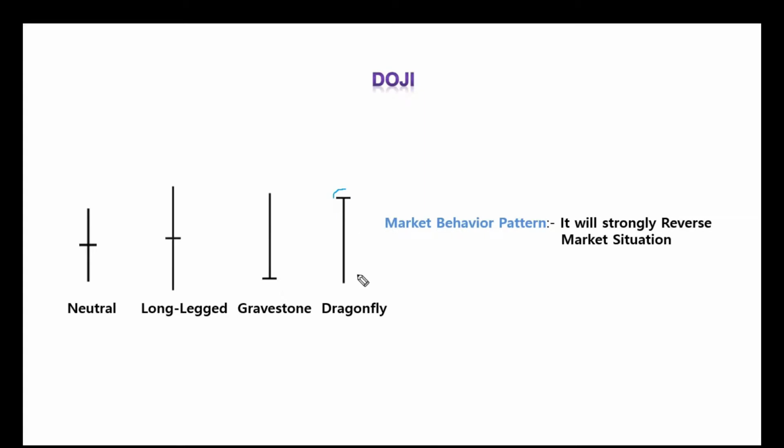Whereas the dragonfly is the exact opposite of the gravestone, where the sellers were trying to push the price to the bottom side, but suddenly the buyers entered, and the more the sellers pushed down, the more the buyers pulled the price up, and exactly the sellers exited at the entry price and came out of the market fairly. So it becomes a strong long downside wick, which shows the market is now going to go in the upside direction.